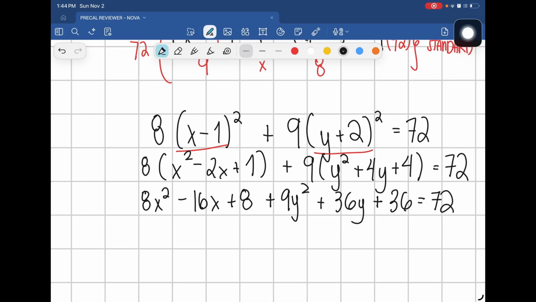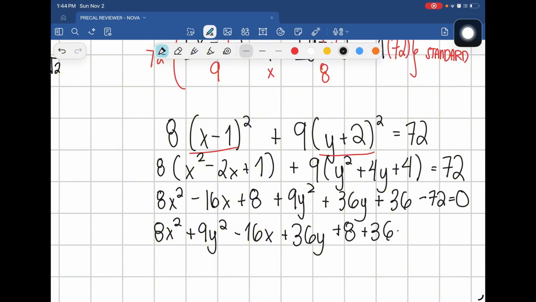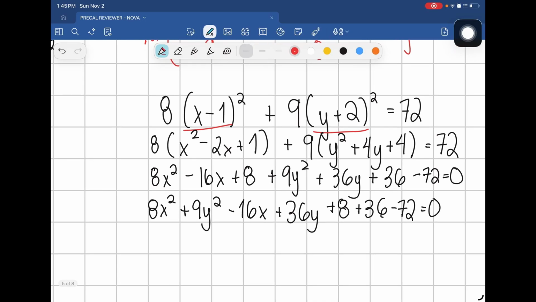And after that, we're going to arrange the terms, but first let's move 72 to the left-hand side. So positive 72 becomes negative 72, then equals 0. Now let's rearrange: 8x squared plus 9y squared minus 16x plus 36y plus 8 plus 36 minus 72 equals 0. Okay, now we can combine like terms.